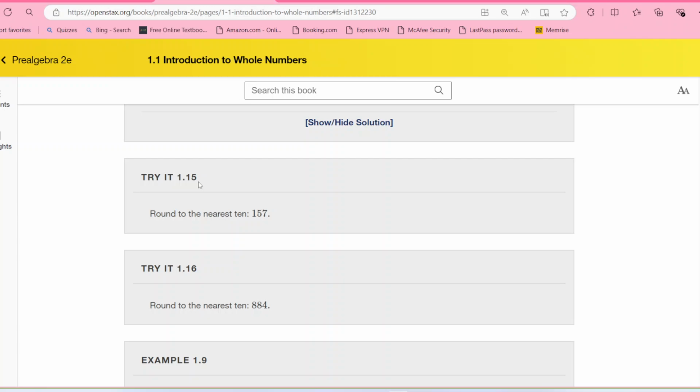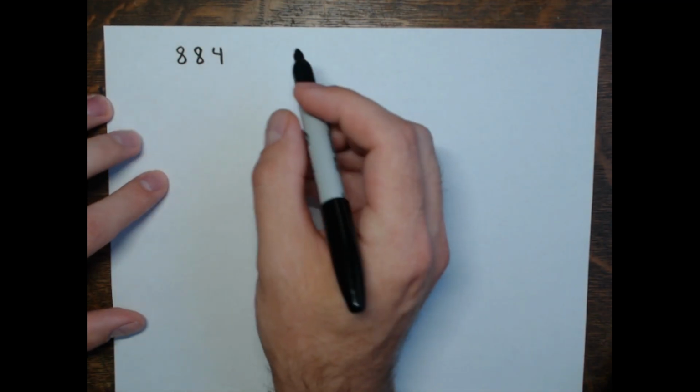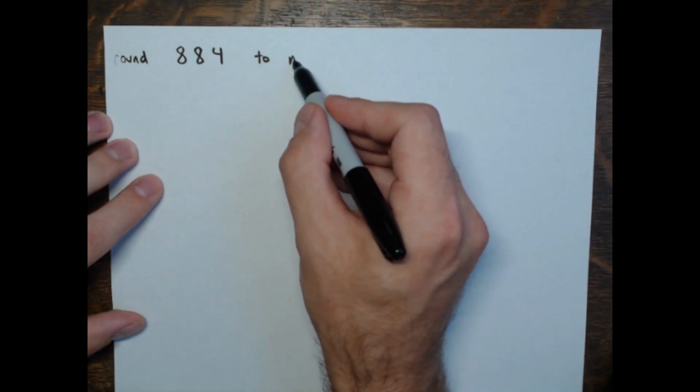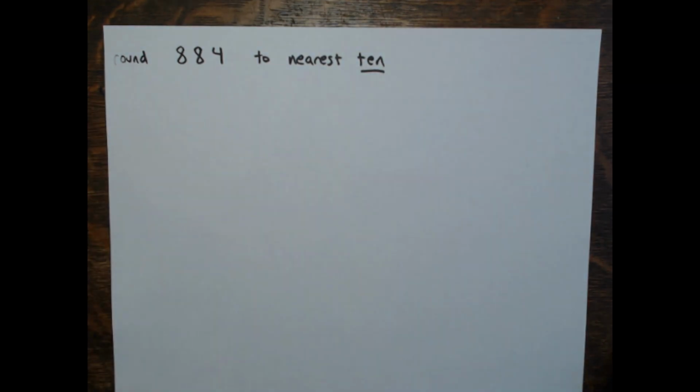All right, so try it 1.16. Asked to do that again. Round to the nearest 10 once again. I'll write this out. The number is 884. And once again, we're asked to round this number to the nearest 10.